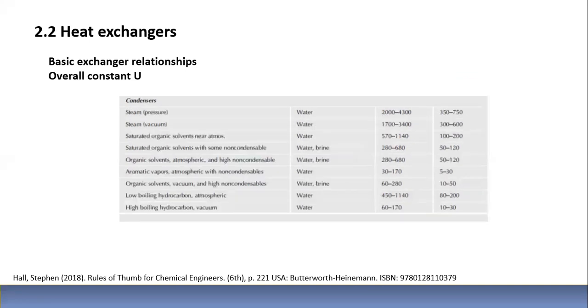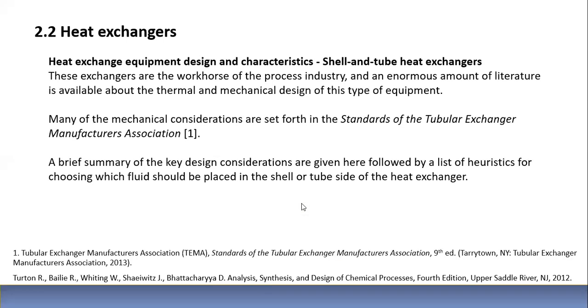Okay. Overall heat transfer coefficient for condensers, this will be the range. If we have condensing steam with positive pressure, that's why you see pressure, it will be between 2000 and 4300. And if we have condensing steam under vacuum, which is usually the way evaporators work, so that the heat shock is very low on the evaporator, so you don't destroy the product on the other side, that would be between this range.